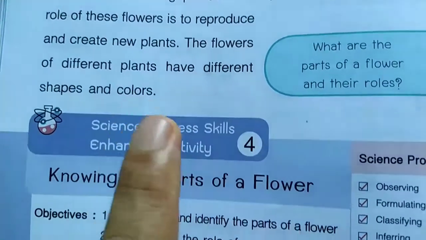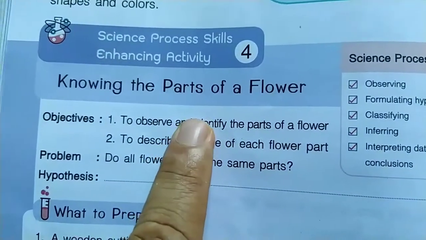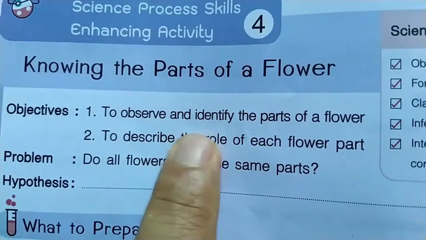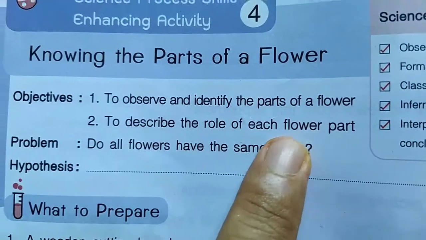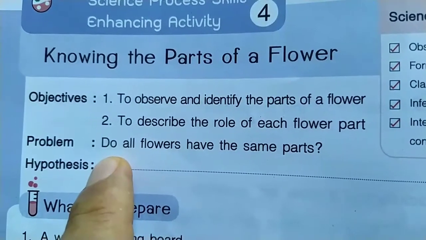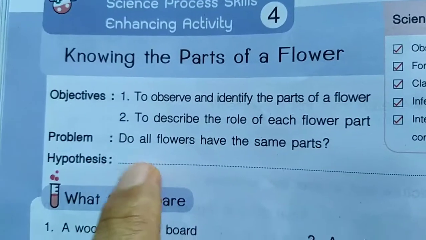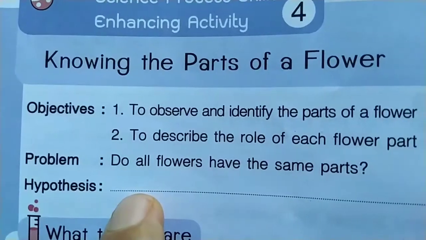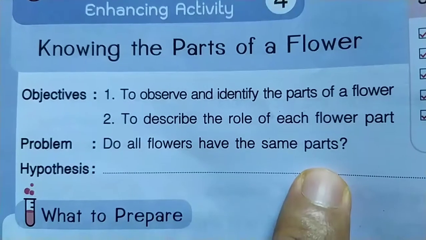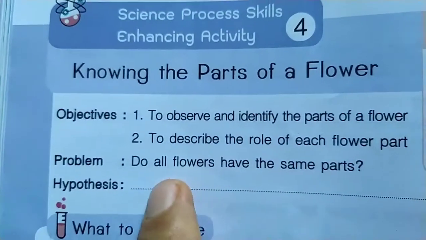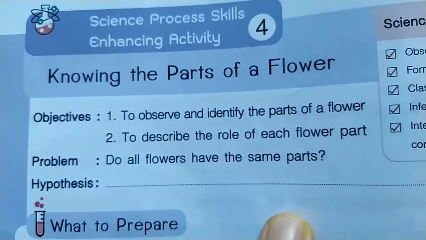And if you believe that, there is no need for this experiment. However, if you want to do this experiment here, knowing the parts of a flower, we need to observe and identify the parts of a flower and describe the role of each flower part, right? So the problem is, do all flowers have the same parts? The hypothesis usually is negative. And so you can say, all flowers do not have the same parts. Again, you write the hypothesis, which is negative: all flowers do not have the same parts.